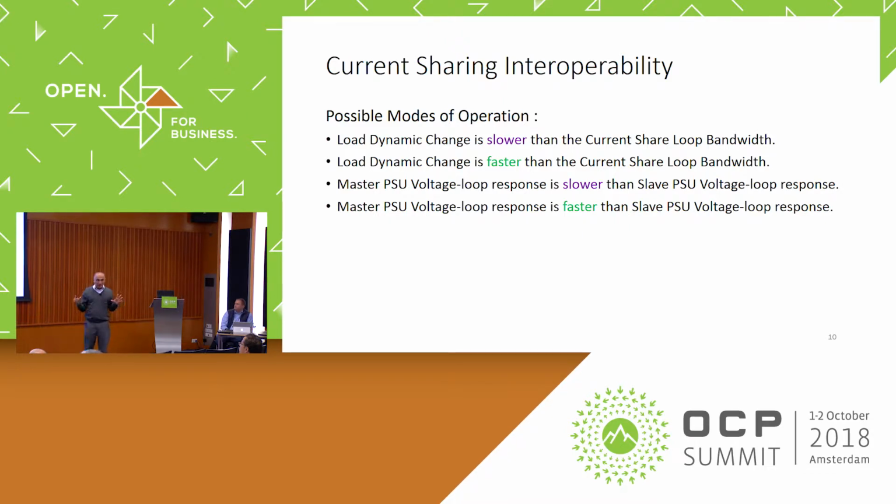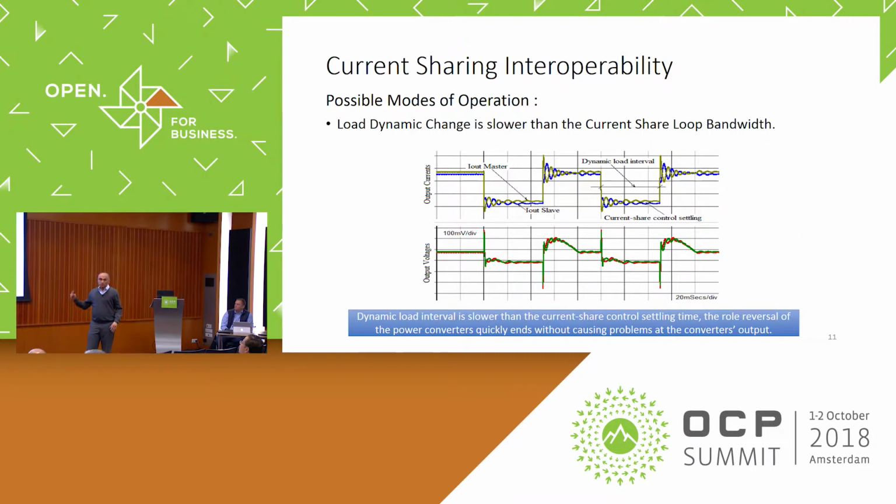So if one can get a handle on these things, we believe we can get into a very stable power supply sharing operation. So what we did, without getting into technical details, is take different power supplies from different vendors and do this study. In this case, if you look at this operation, the load dynamic change is slower than the current share loop bandwidth, okay? So the load is changing much slower.